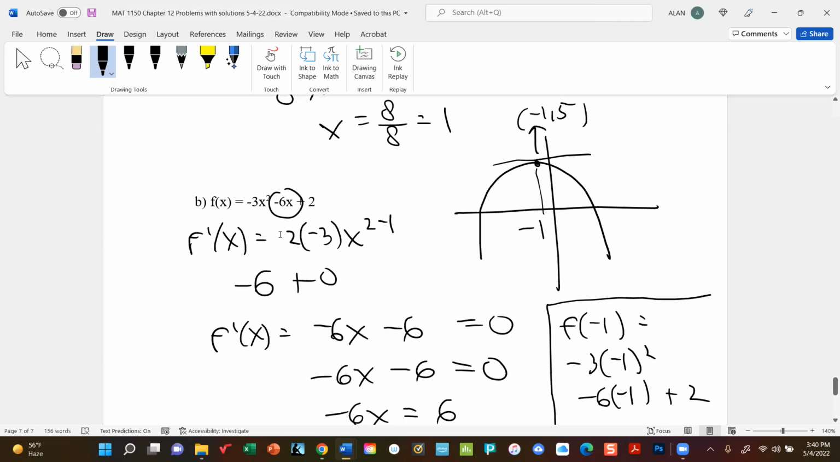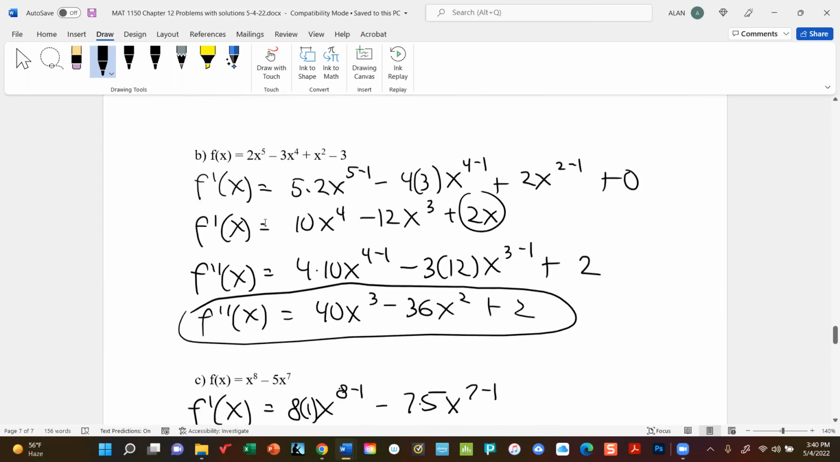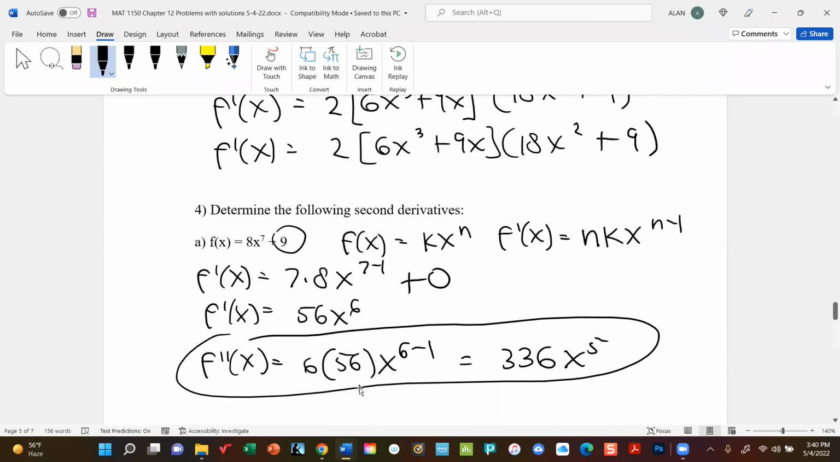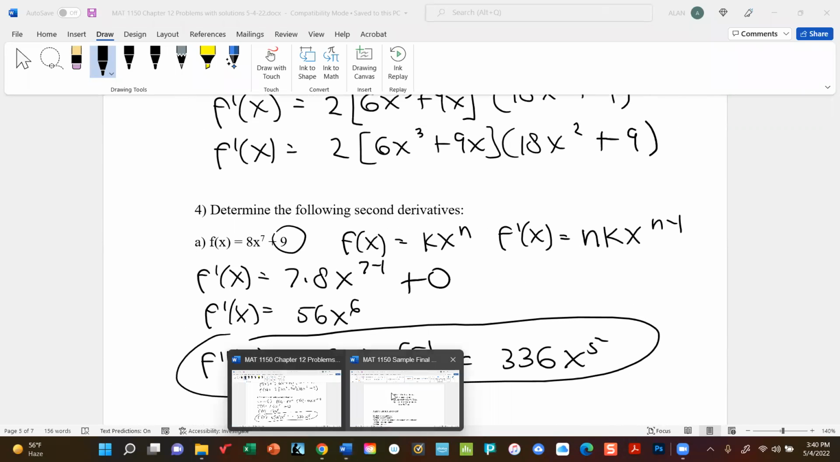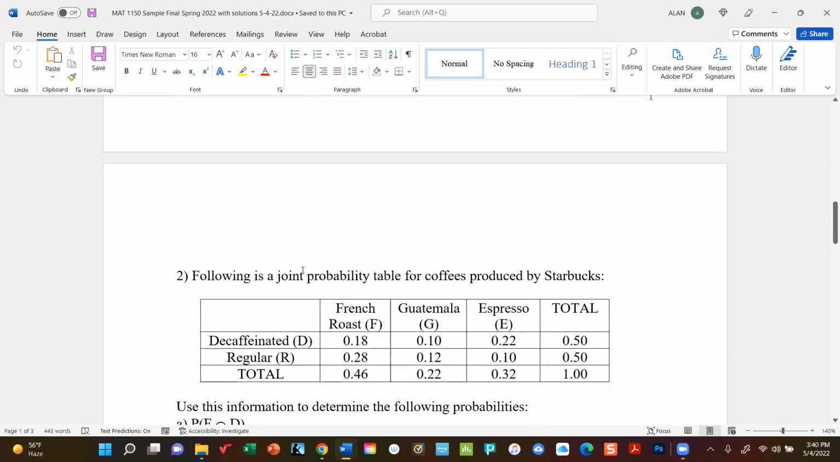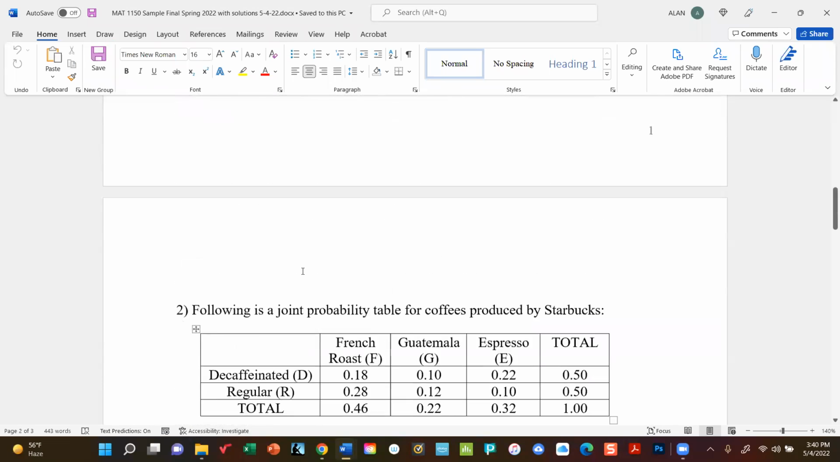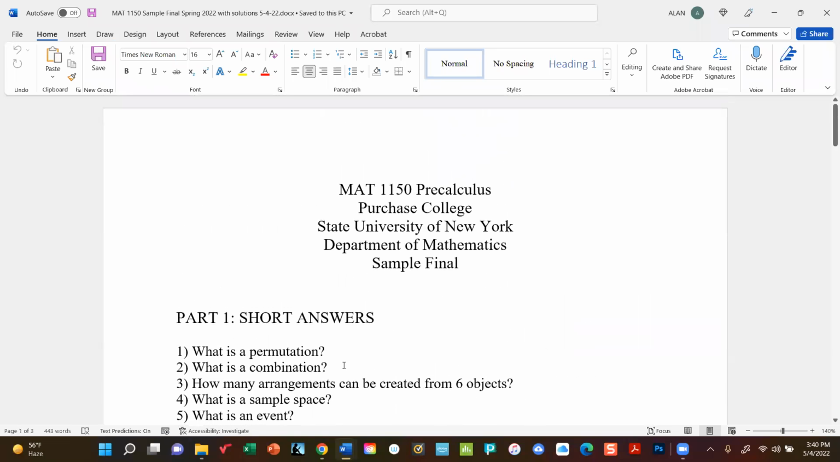All right, so that was our chapter 12 problem set. Now we're ready for the sample final. Of course, as usual, I'll post these on Moodle when we're done. So here we've got some fill-ins, and then we have quite a few questions from chapter 11. And then we still have some more calculus here.